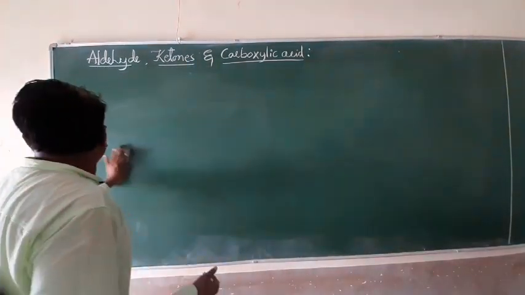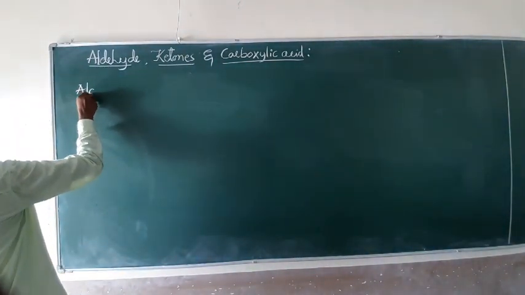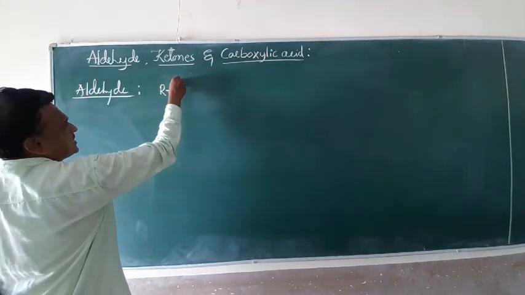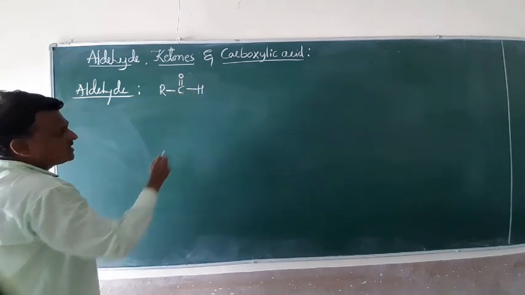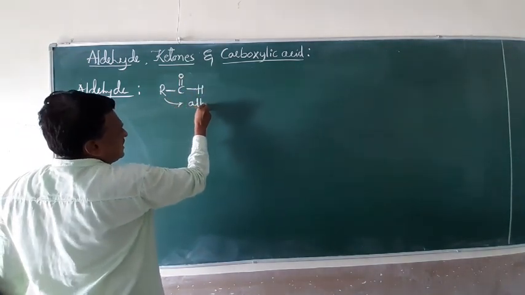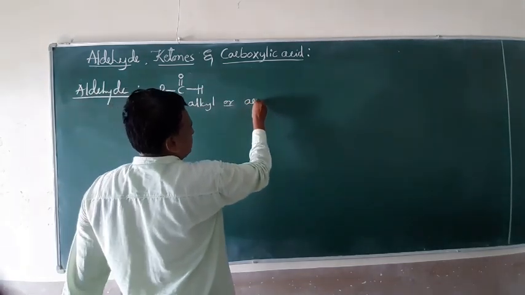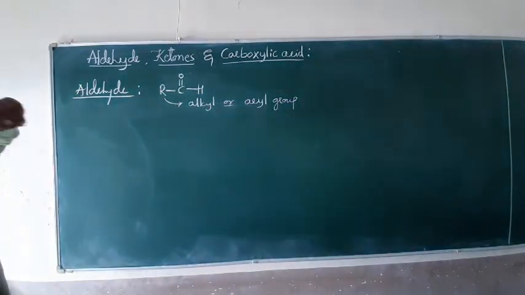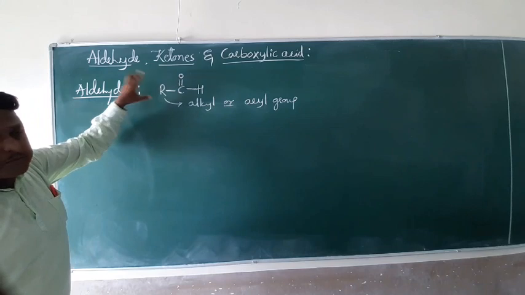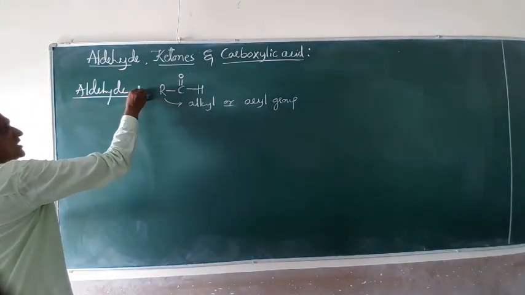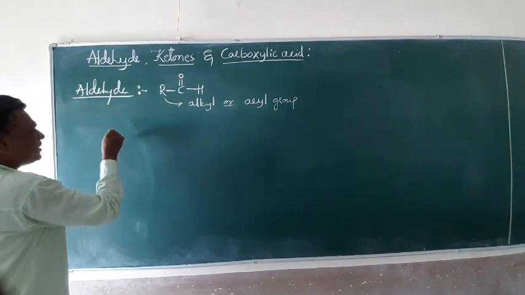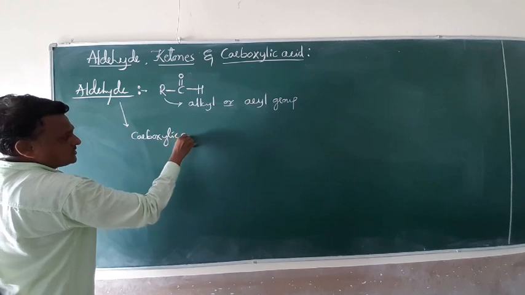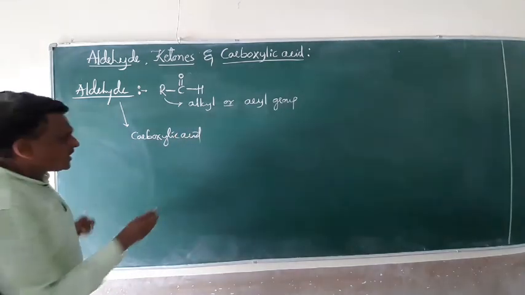Okay, so friends, we start this chapter with aldehyde. We know the general formula is RC double bond O H. R stands for alkyl or aryl groups, meaning aliphatic or aromatic groups. So aldehyde is the source of carboxylic acid. Aldehydes are the source of the carboxylic acid.